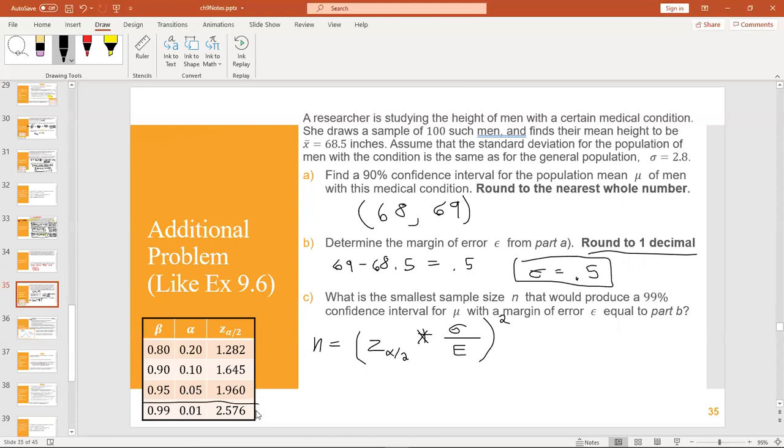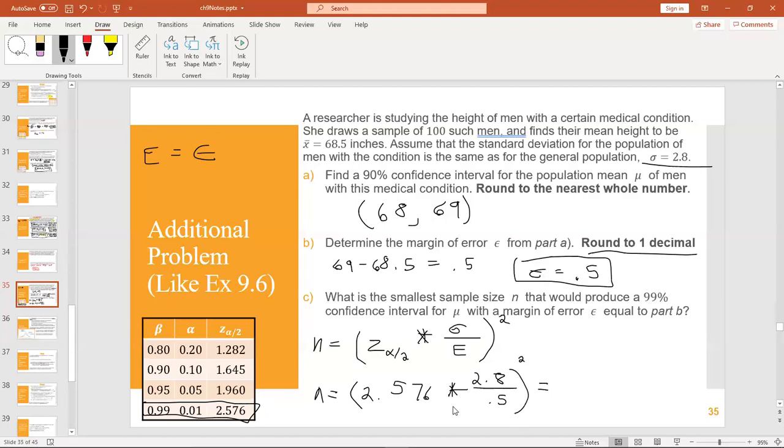So for 99%, we're going to use 2.576. We happen to know sigma, which is 2.8. And then we're going to divide that by the error, which is 0.5. Capital E and epsilon are the same thing. They're both referring to the margin of error. And you take that and you square it.